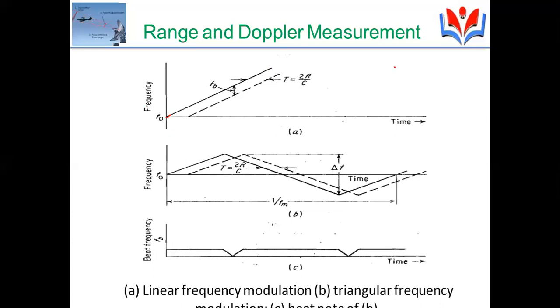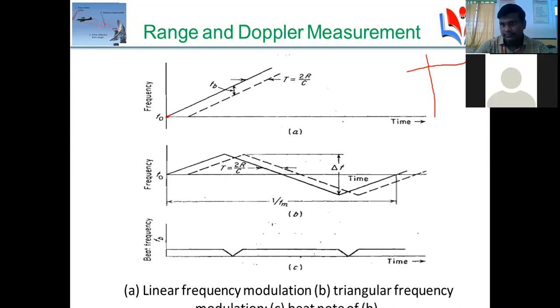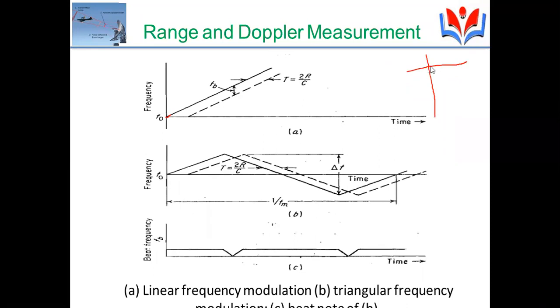Linearly modulated means what? The message signal, whatever we have taken, is a linear signal. We know what is meant by linear: a linear waveform. If you see, this is the message signal, M of T. And this is the carrier signal, a high frequency sinusoidal signal.